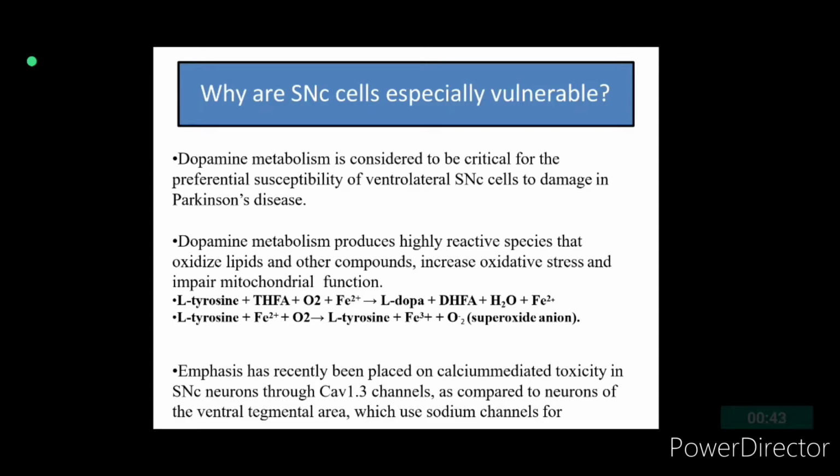Why are SNC cells especially vulnerable? Dopamine metabolism is considered to be critical for the preferential susceptibility of ventrolateral SNC cells to damage in Parkinson's disease. Dopamine metabolism produces highly reactive species that oxidize lipids and other compounds, increase oxidative stress and impair mitochondrial function.